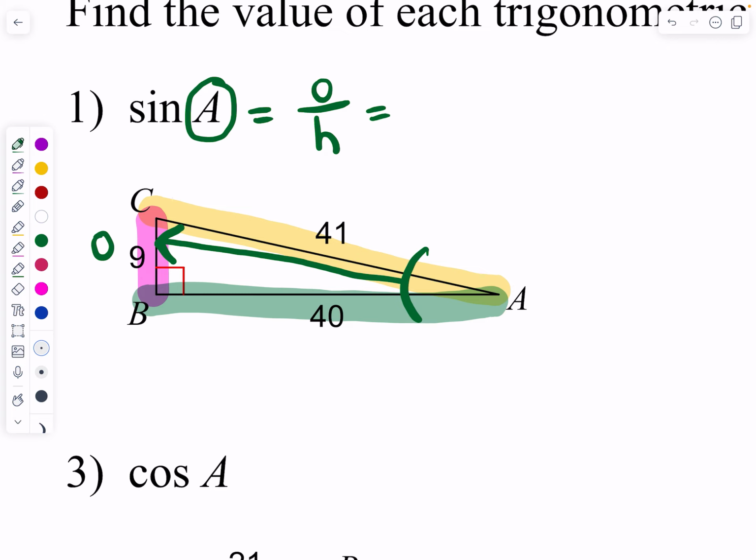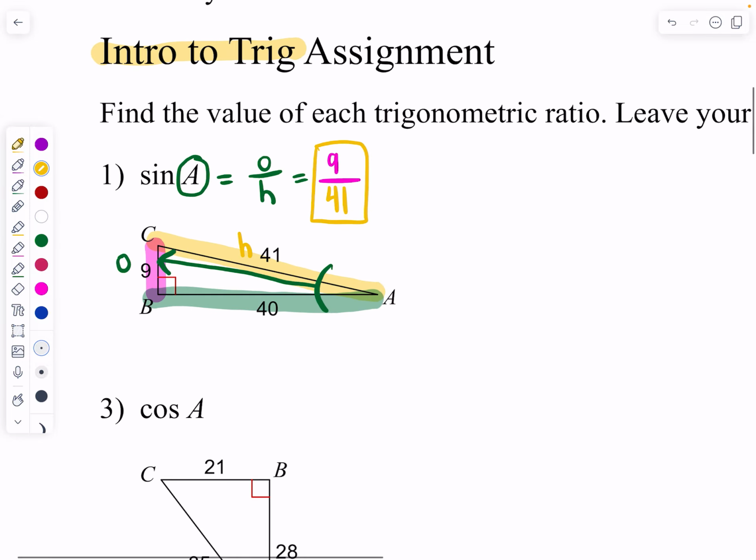So I'm going to fill that in. That's going to be 9 over the hypotenuse. My hypotenuse is going to be 41. So for now, we're just going to leave it like that. The sine of A is going to be equal to 9 over 41. That is fully simplified. We'll talk about simplifying a little bit even more later.